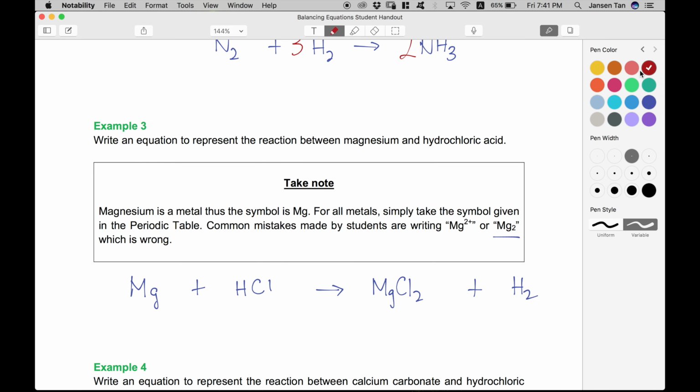Let's look at magnesium. Magnesium is balanced, 1 here, 1 here. We now look at hydrogen. There is 1 hydrogen here, 2 hydrogen here, so we have to put a 2 in front. Okay. We now check chlorine, 2 on the left, 2 on the right. So the equation is balanced like that.